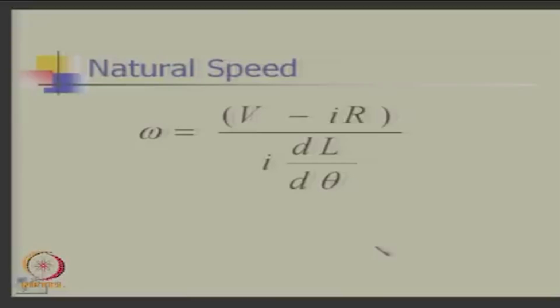So, this is the natural speed. What will the speed of the machine be? It will be (V minus IR) over (I dL/dθ), because ω dL/dθ is the speed voltage, so there is no transformer EMF term, etc. Okay. So, we stop here and we will have the next lecture.